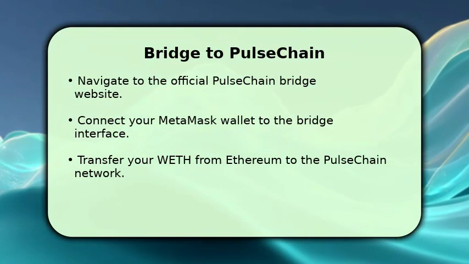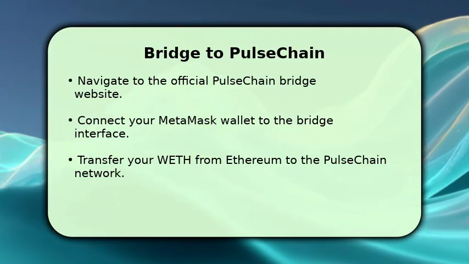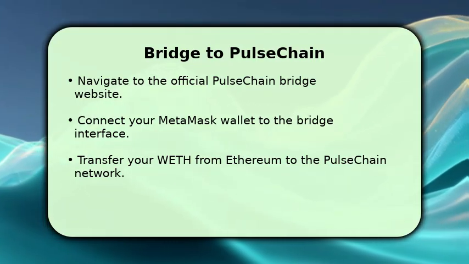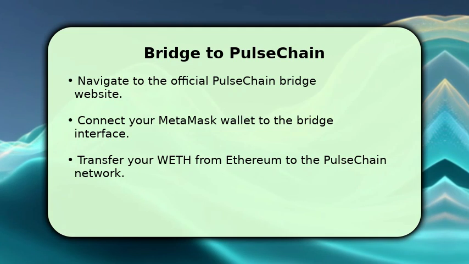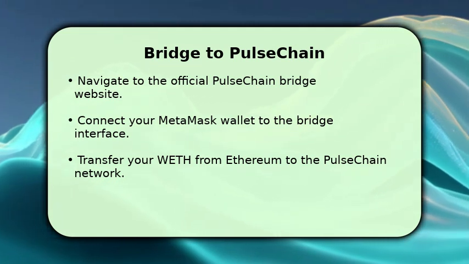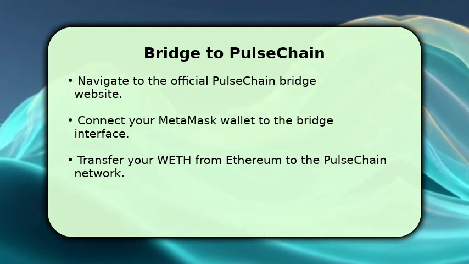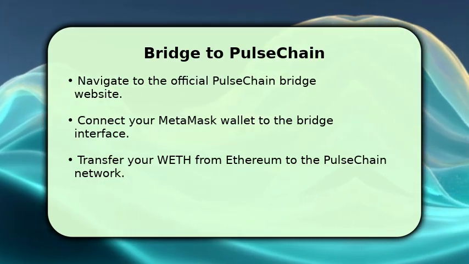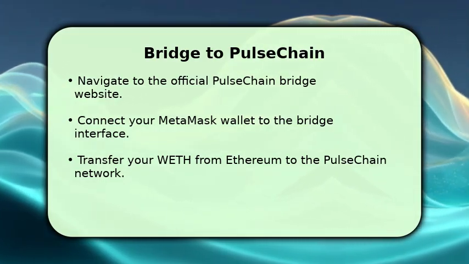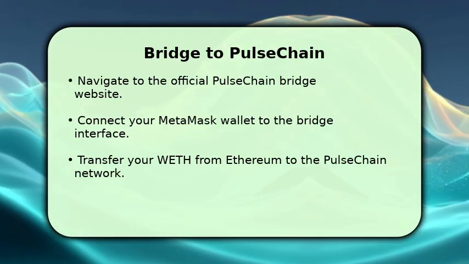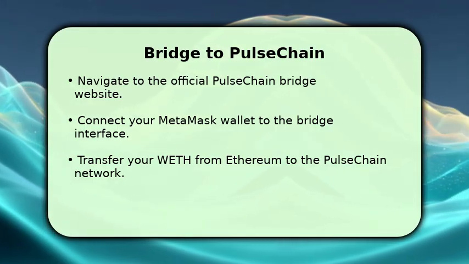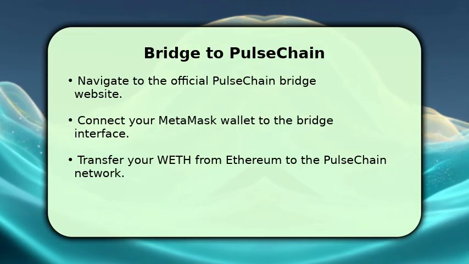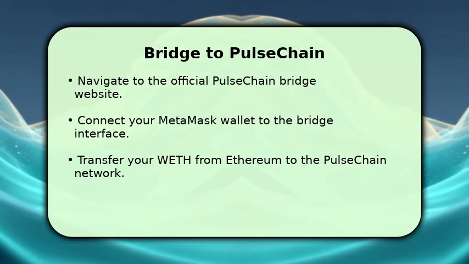Now it's time to bridge your assets to Pulsechain. Visit the official Pulsechain Bridge website and connect your MetaMask wallet. Select WETH as the token you wish to bridge and specify the amount. Confirm the transaction in MetaMask, understanding that this process involves two transactions, one to approve the token and another to execute the bridge. Bridging can take some time, so be patient.